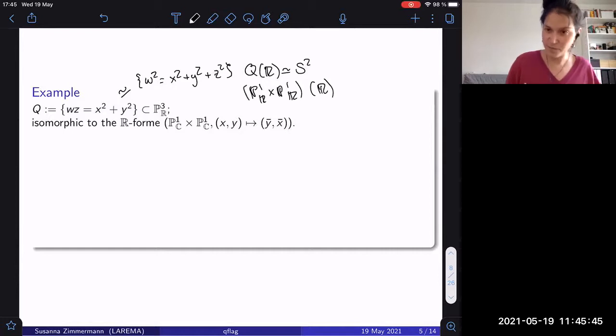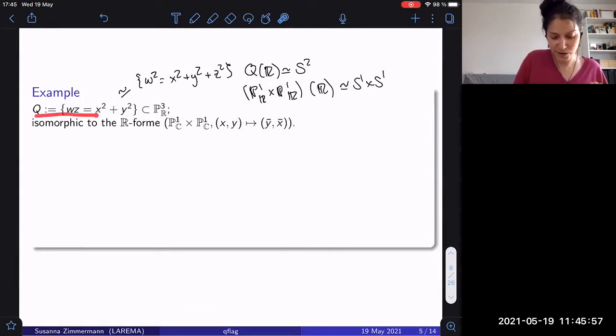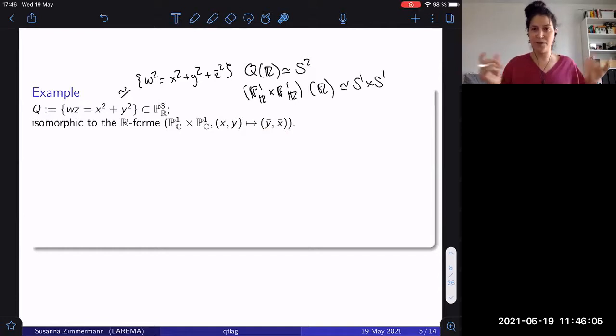The real locus of P1 cross P1 would be S1 times S1. Right? So these are not the same quadric surfaces. And in fact, from my geometric point of view, this surface Q is just P1 cross P1 endowed with the anti-holomorphic involution, the Galois action that takes the conjugate everywhere, but also exchanges the factors. That's the one. Okay. And now we do the same thing as before.